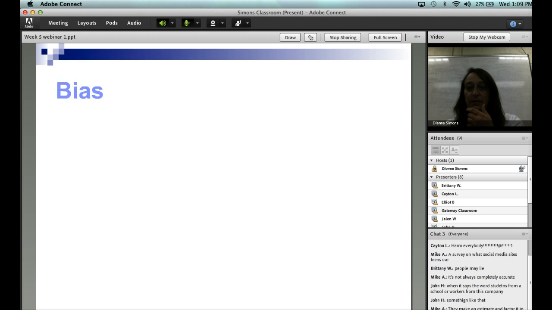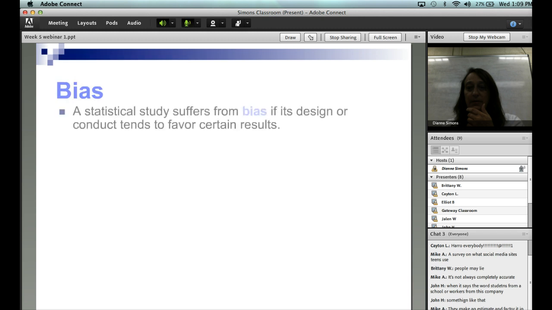Okay, what about bias? Let's talk about bias. It's someone's opinion that favors one thing more than the other. Statistical studies suffer from bias if they are designed or conducted in a way that tends to favor certain results. Elliot, say what you said again. Bias means you favor one thing over another.